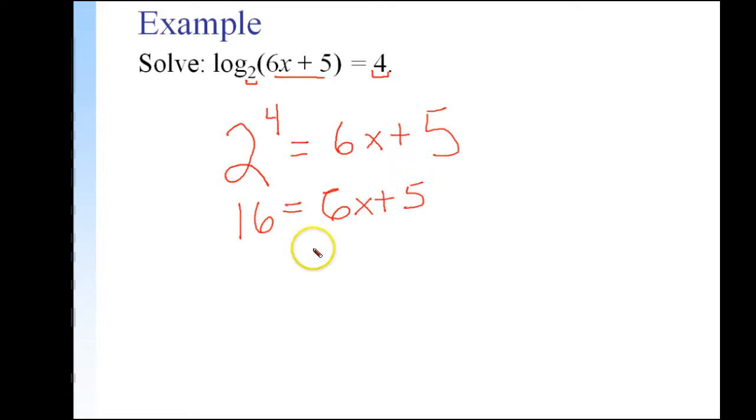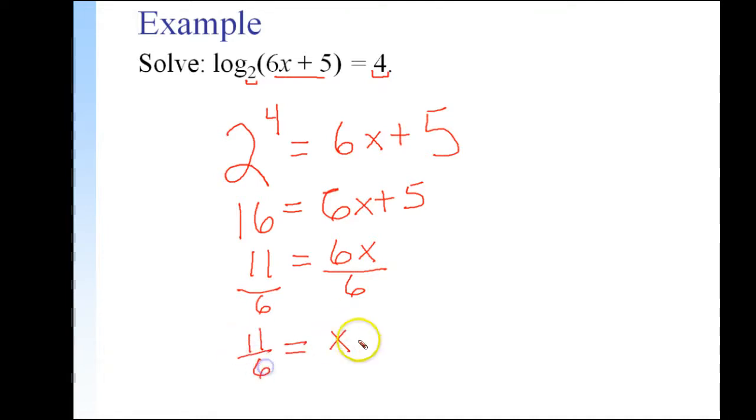We're going to subtract 5 from both sides. We're going to divide both sides by 6. And we get x equals 11/6. And that's our answer. And we converted a logarithmic equation to an exponential equation.